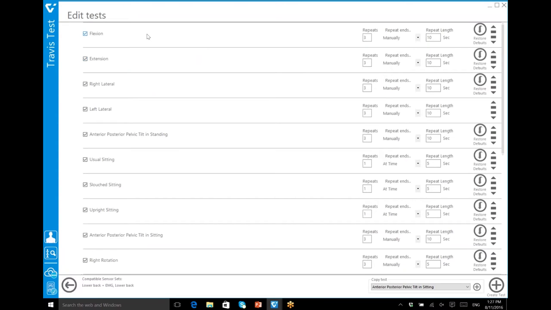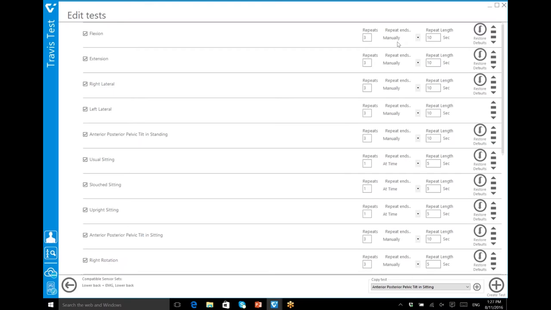So very simply, you've got all of the tests listed down the left-hand side of the screen. If you uncheck a box, that will simply remove that test from your procedure. And when that's checked, it's included. The number of repeats are here with the number 3 in the box. If you'd like to do 5 repetitions instead of 3, you can change that. You've got the repeat end.